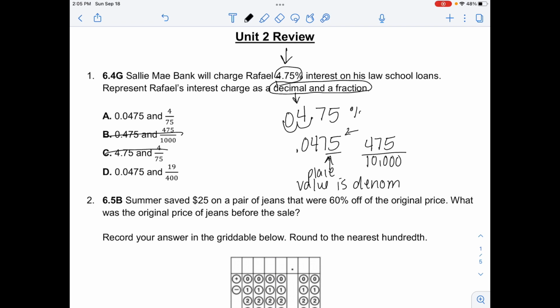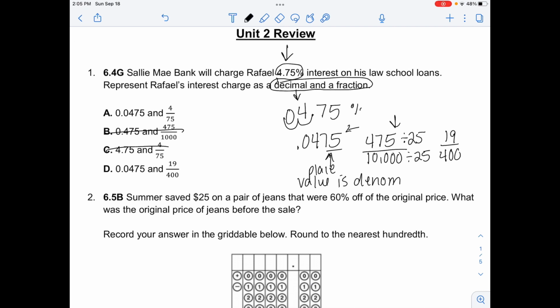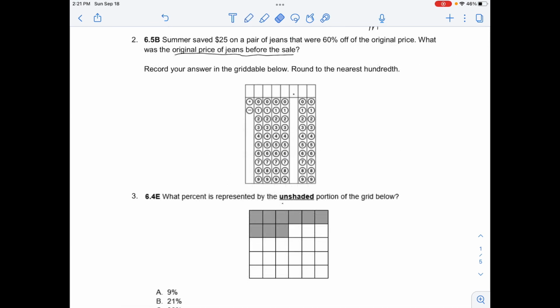Now, when I go and simplify, I can use 25. So I divide by 25, divide by 25, and I get 19 over 400. And if I'm not sure what this is, then I can also just divide this by 25, and I get 400 in my denominator, and that shows me A is not correct. So my answer is D. Good job, Hawks.